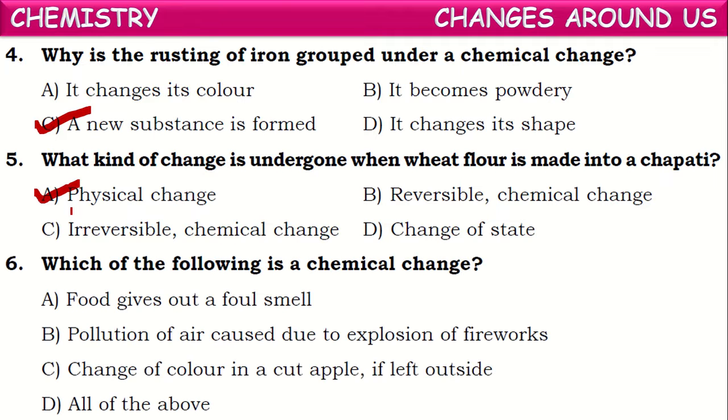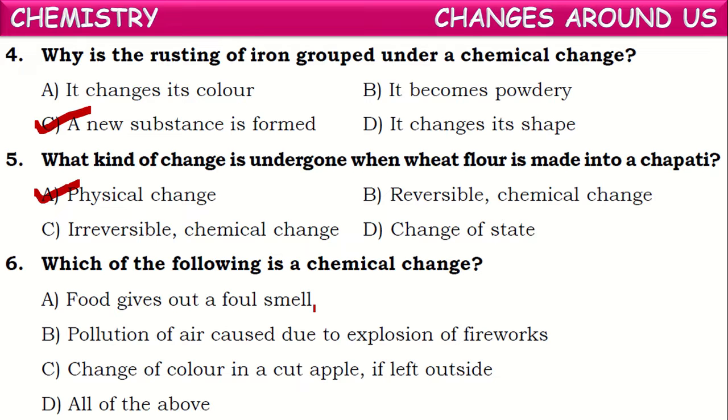Next, which of the following is a chemical change? Observe, certain changes are mentioned here. Identify the change which is chemical. Say here, food gives out a foul smell. Why do foods give a foul smell? When they are rotten or decomposed.